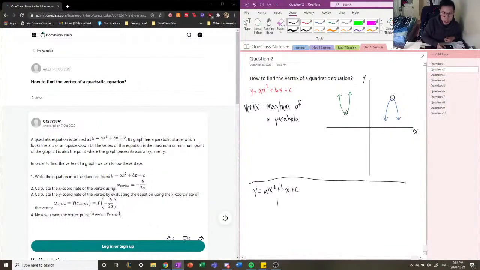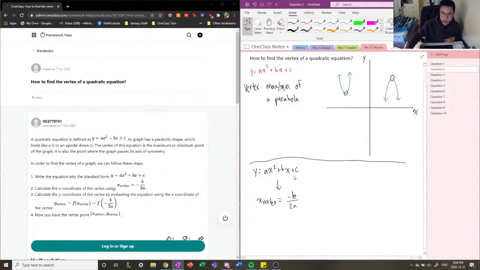So the next step after you have your standard form is that you want to apply this formula. So this formula helps you to find the x-coordinate of the vertex, and that equals negative b divided by 2a. Okay, so the x-coordinate of the vertex equals the negative coefficient b divided by 2 times the coefficient a. Okay?